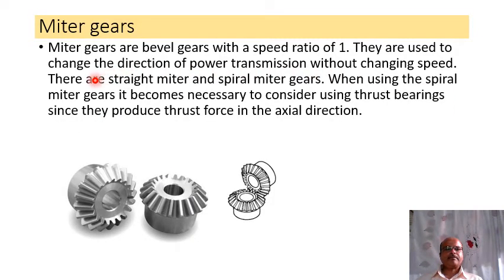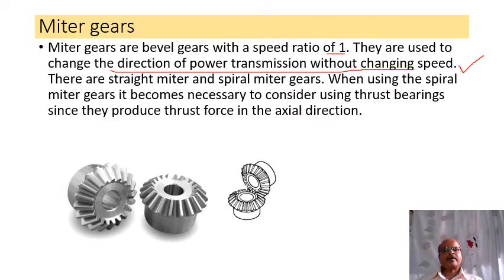Then next is a meter gears. Meter gears are bevel gears with a speed ratio of 1. They are used to change the direction of power transmission without changing speed. This is an important function: without changing the speed, they change the direction of power transmission.